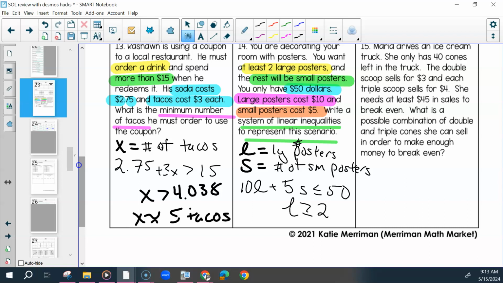Do you have any other last minute questions? I need to ask this question. Yes. Could you do number 20 for 8.4? Number 20, yes. Why did you say L is greater than or equal to 2? Because we want at least 2 large posters.